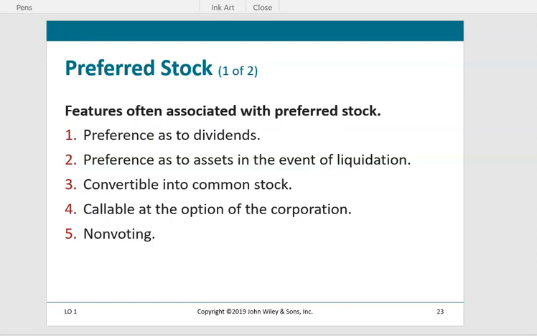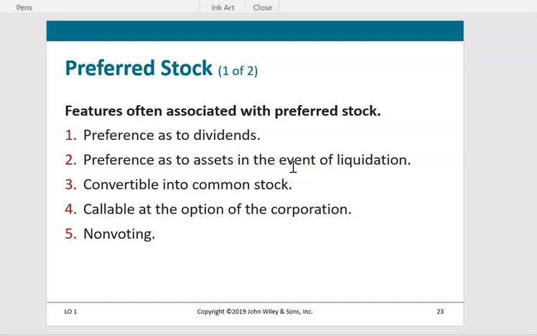Finally, we're turning to preferred stock. Here are some features that are often associated, but again, not always associated with preferred stock. There's typically a preference as to the dividends. Preferred stockholders would typically get their dividends before common stockholders if there's a shortage of cash. What is available would go to preferred before common. Similar to that, preference as to assets in the event of liquidation.